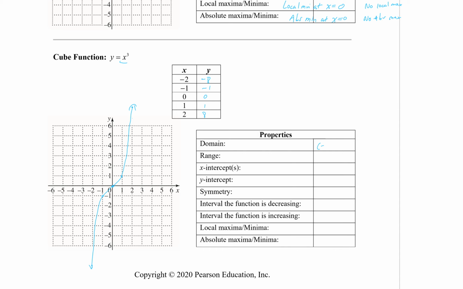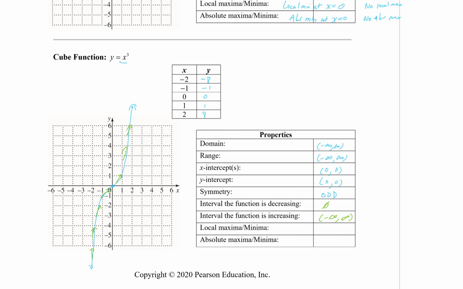Domain is all real numbers. Range is all real numbers. The x and y intercept are the same. It's the origin point. It has odd symmetry. So the graph is always increasing from left to right. If you think of it, the graph is always climbing. Always. Oops, I meant to get the green. There. Always climbing. If you notice, the graph is never decreasing. It's just always climbing. So it's never decreasing, but it is always increasing.